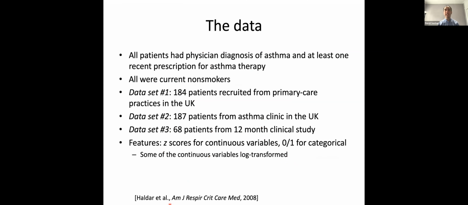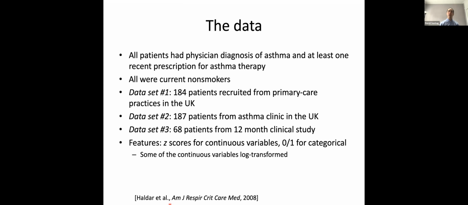So there are going to be 3 data sets used in this analysis. All 3 are from a non-smoking population. The first data set is of 184 patients recruited from primary care practices in the United Kingdom. The second data set is of 187 patients who were treated in an asthma clinic. So these are patients who potentially have more severe asthma because their asthma is not being managed just by their primary care doctor, but by a specialist.